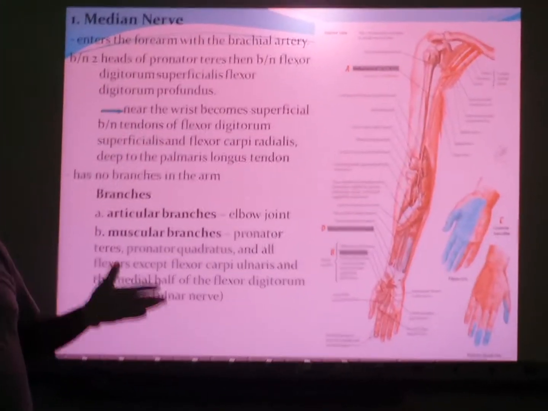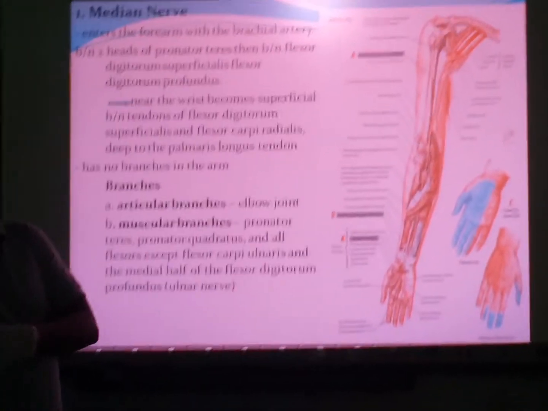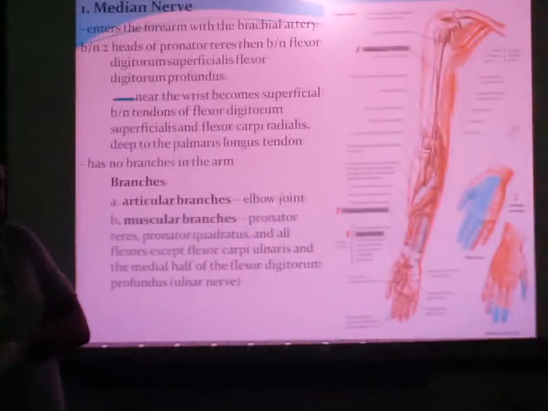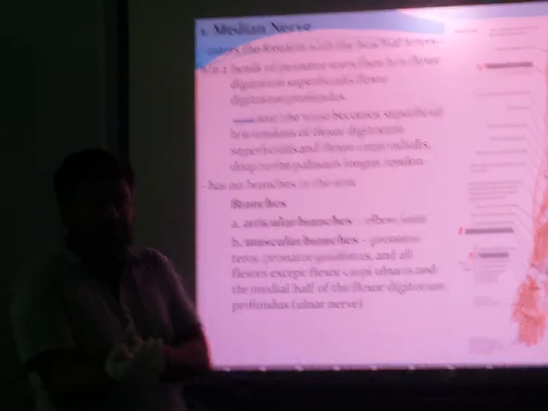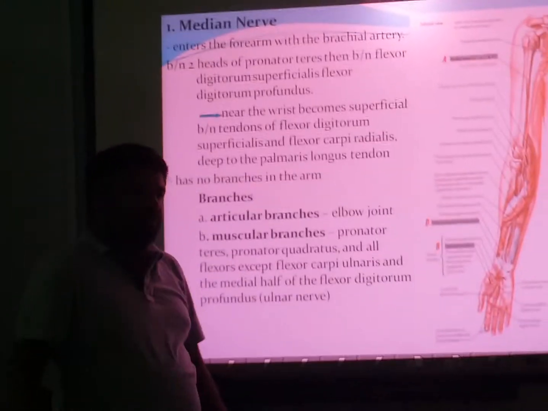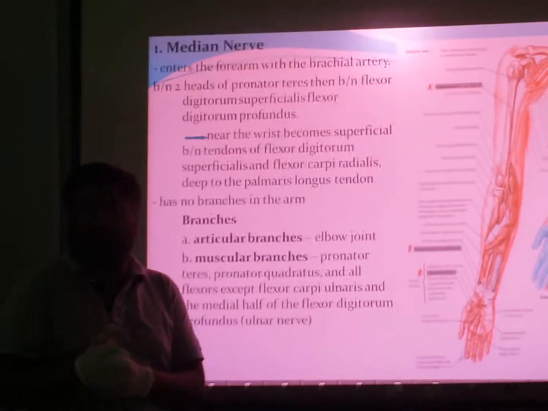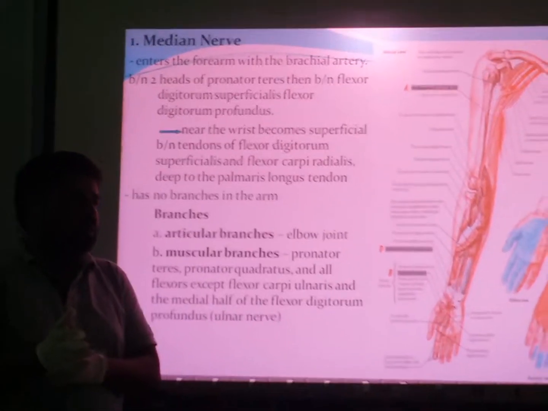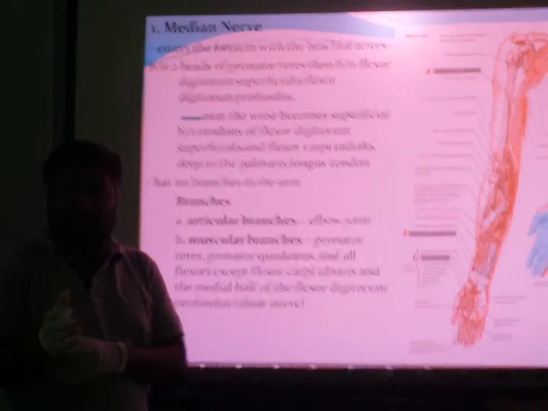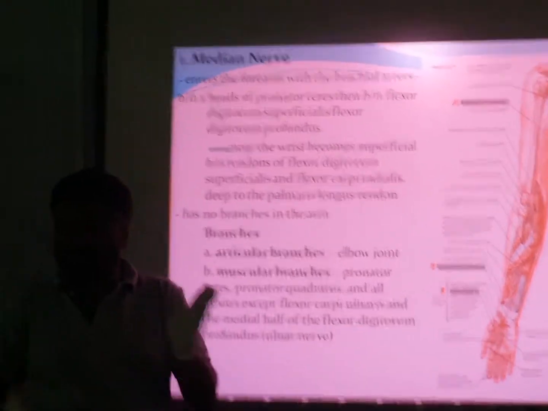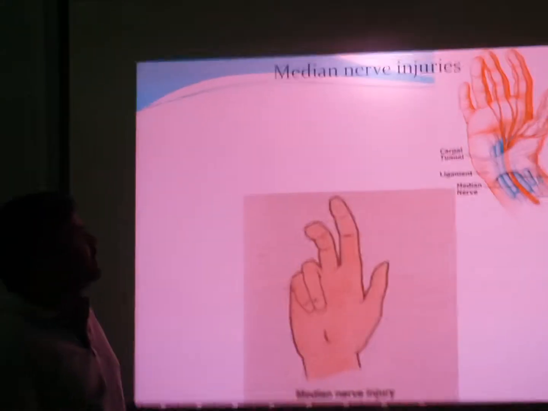Okay, and then it supplies all the muscles in the front of the forearm except flexor carpi ulnaris and the medial half of flexor digitorum profundus, and then enters the hand by passing deep to the flexor retinaculum, that is within the carpal tunnel. So it's the same story. And about the ulnar nerve, that's what anterior interosseous nerve.